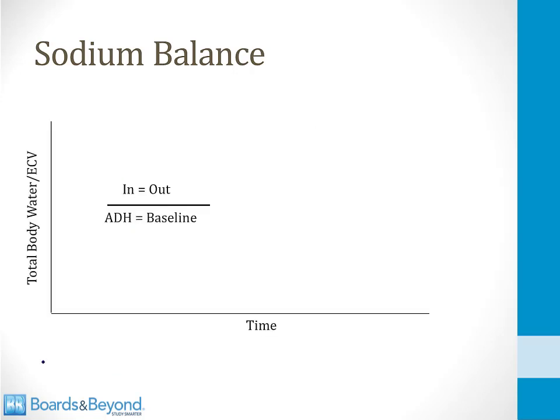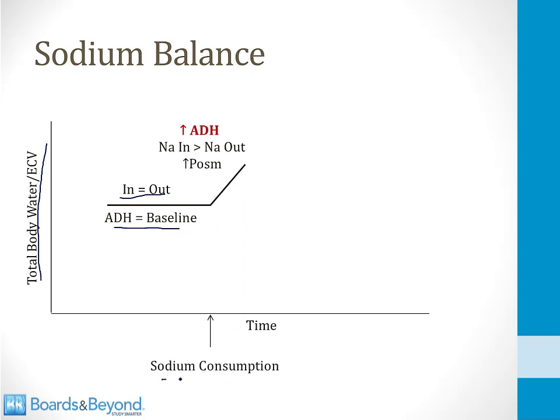To drill down on this further, let's return again to our chart of time versus total body water, or ECV. And once again, let's start at a state of sodium balance where the amount of sodium going into the body is equal to the amount of sodium going out, and the ADH level is at baseline. Now let's imagine that we begin consuming a lot of sodium. For example, imagine that you go out and eat a very salty meal. This will raise the plasma osmolality because you're consuming more sodium than you're putting out.